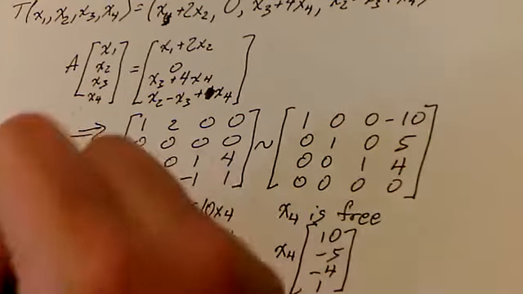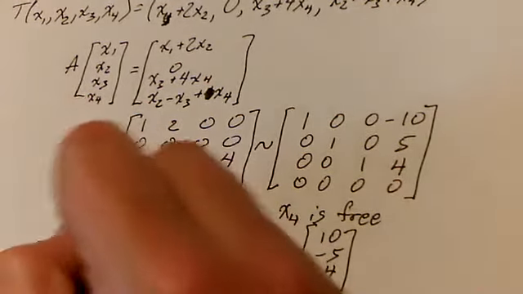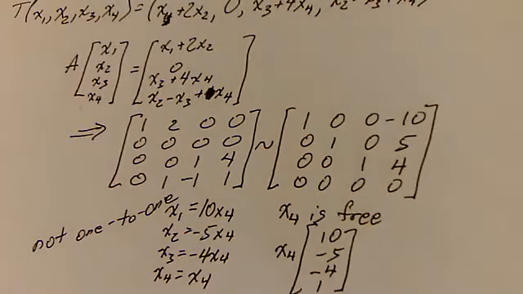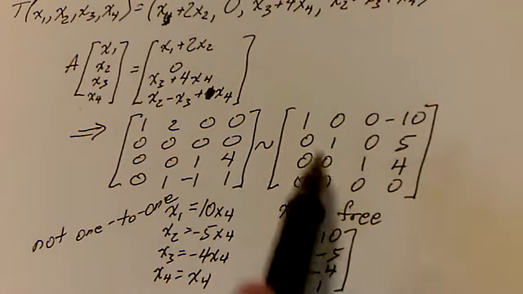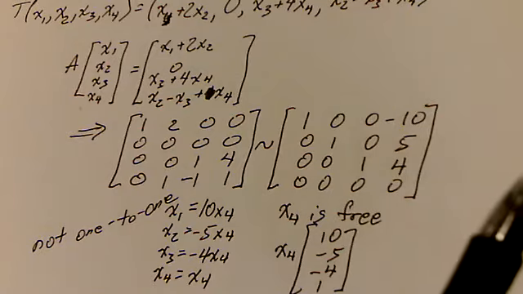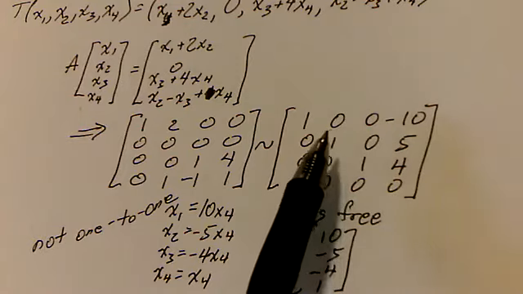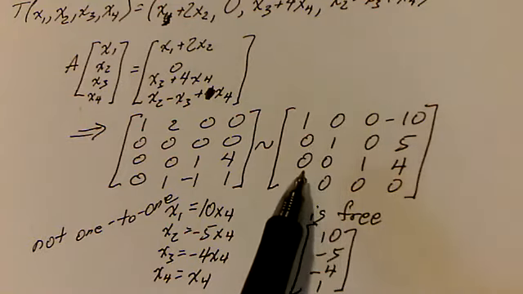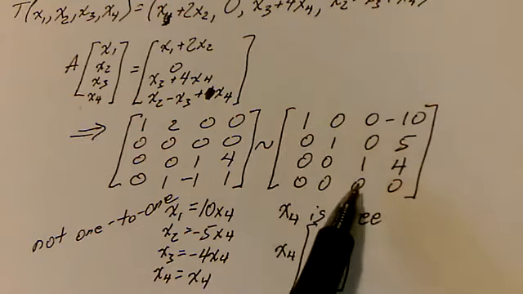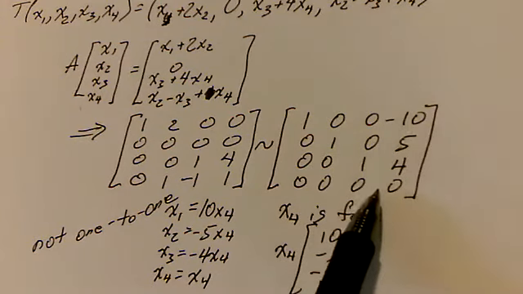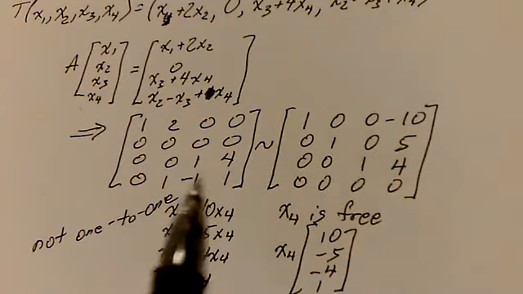But if I have a free variable, it is not 1-to-1. Okay? And if I have a free variable, I also don't have a pivot in every column here. So if I have a pivot in every row, that's going to make it onto. If I have a pivot in every column, that's going to make it 1-to-1, right? So a pivot in every column is 1-to-1 because if I have a pivot in every column, I don't have free variables. If I have a free variable, I'm not 1-to-1, okay?